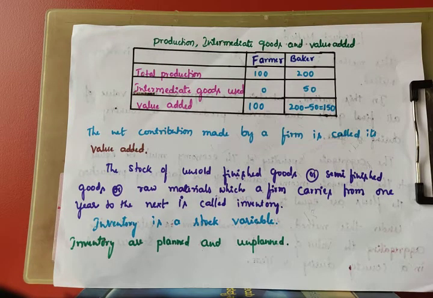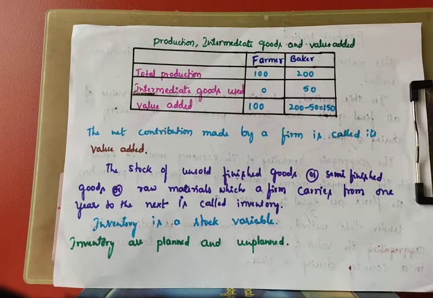If we count the intermediate goods, that will be double counting, and double counting will not give a clear picture of national income. So while calculating the national income, we should deduct the value of intermediate goods. We should calculate final goods only.